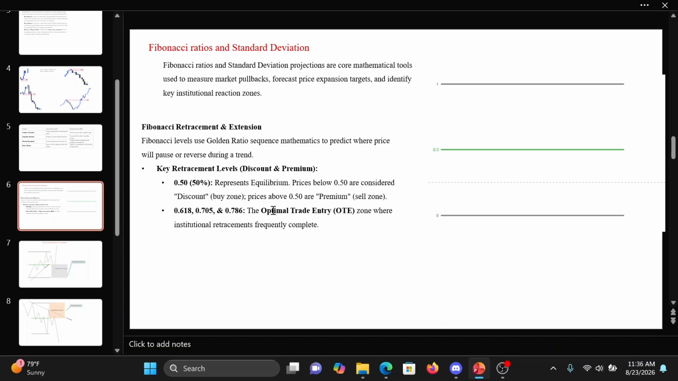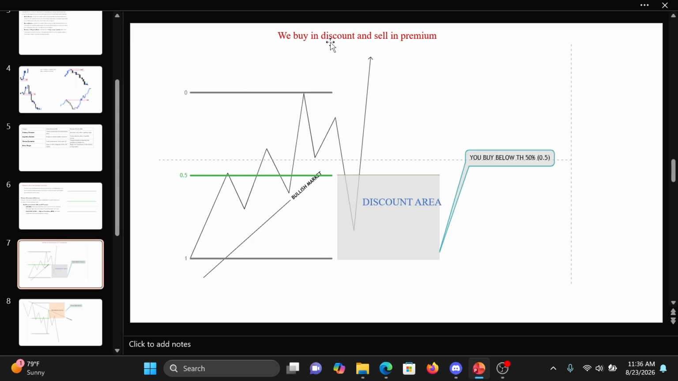I don't want to go into this. Optimal entry is a complete topic of its own. But for now, let's focus on the premium and the discount. All right, so we buy in the discount and sell in premium.